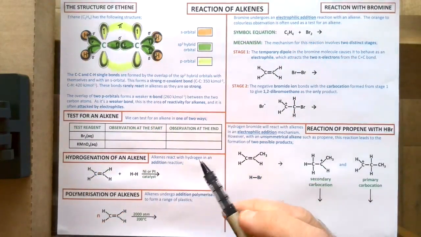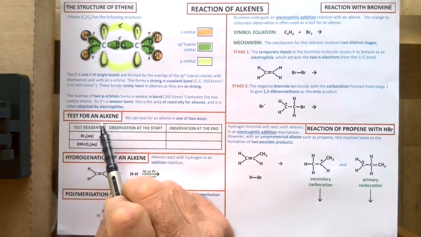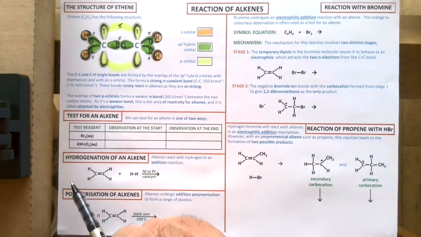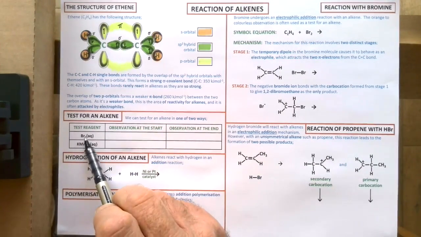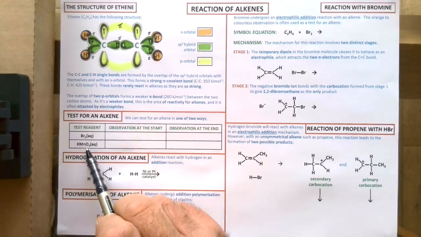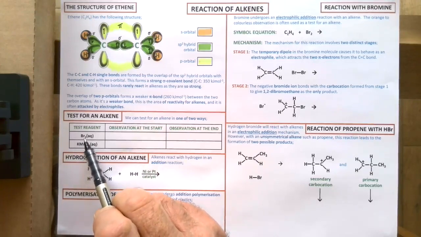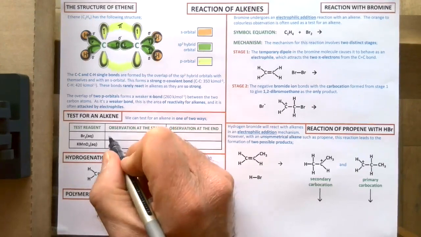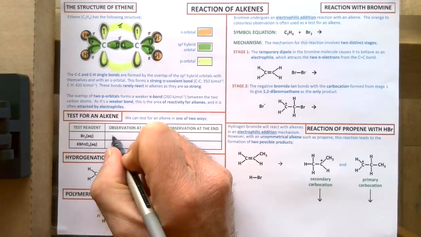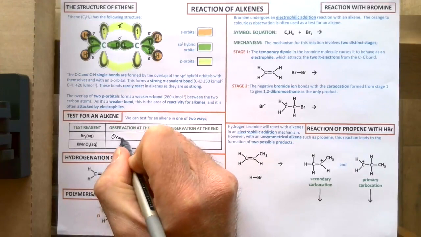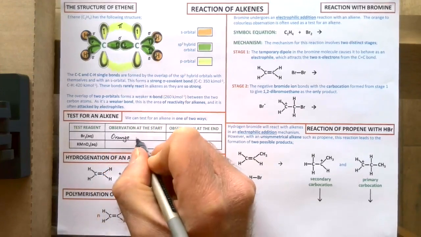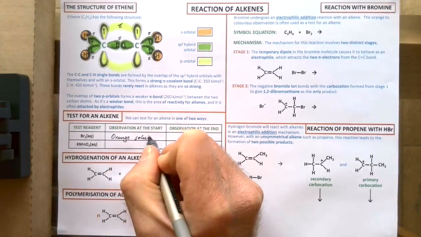Okay. If we go on then, test for an alkene. Now there are two ways in which you can test for an alkene. You can either use bromine water or potassium permanganate solution. Now bromine water is by far the simpler of the two to use here, and bromine water before you use it is an orange solution. Now you have done this test at GCSE but probably don't remember it now.